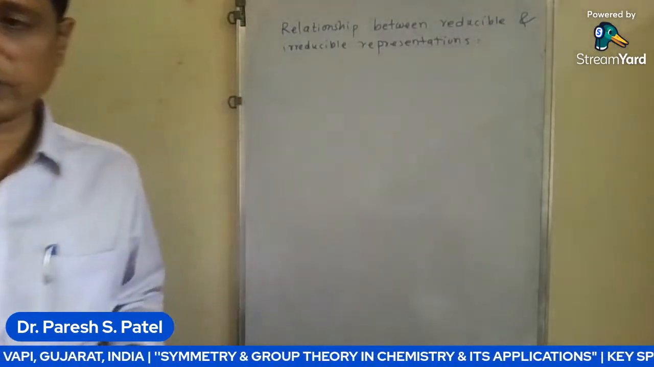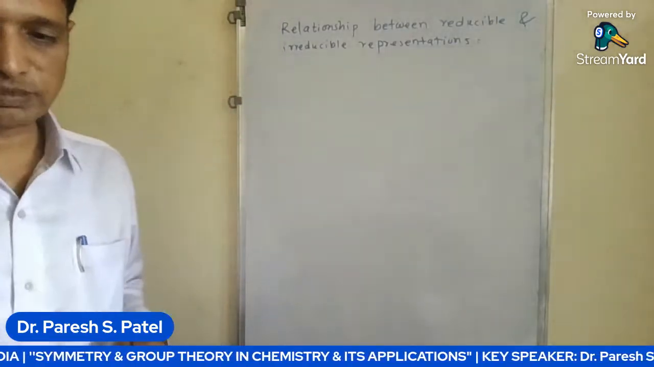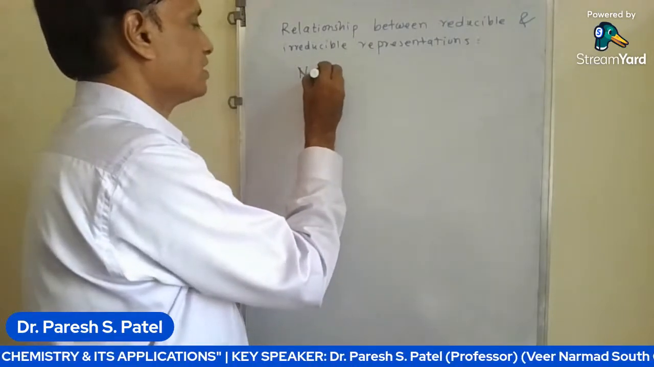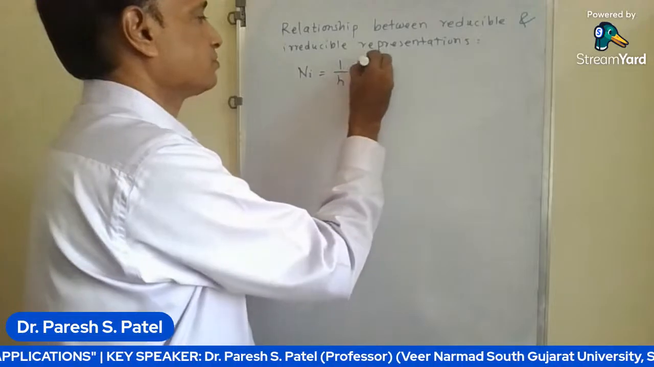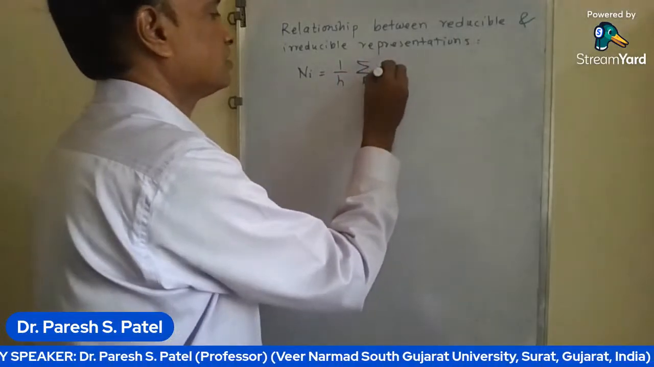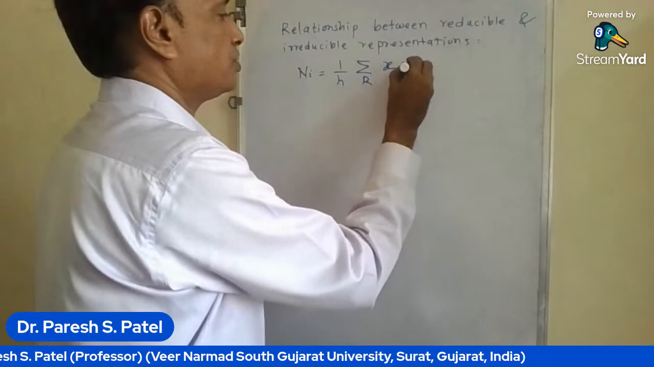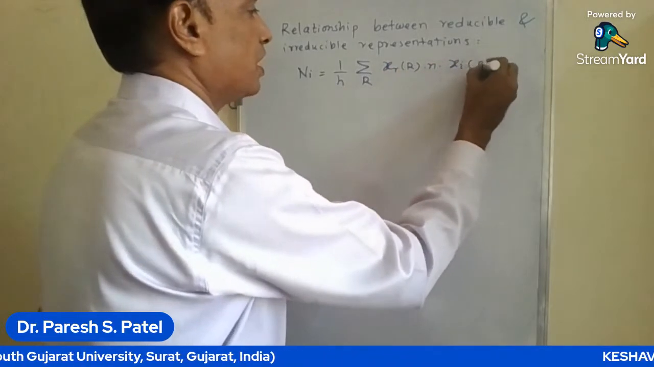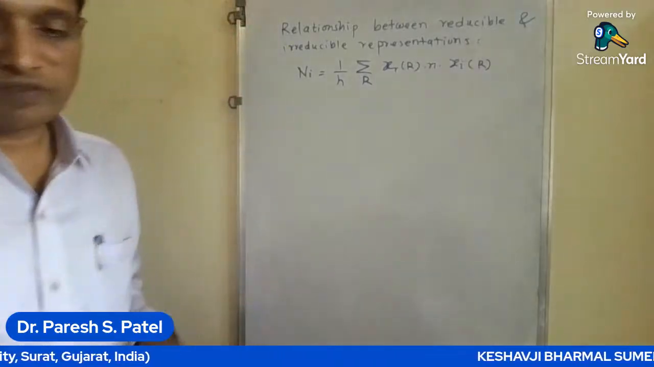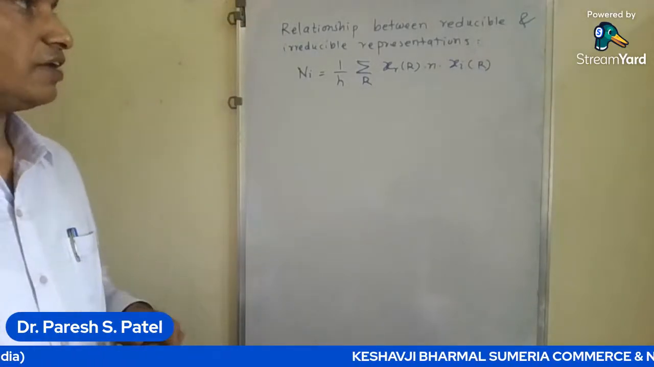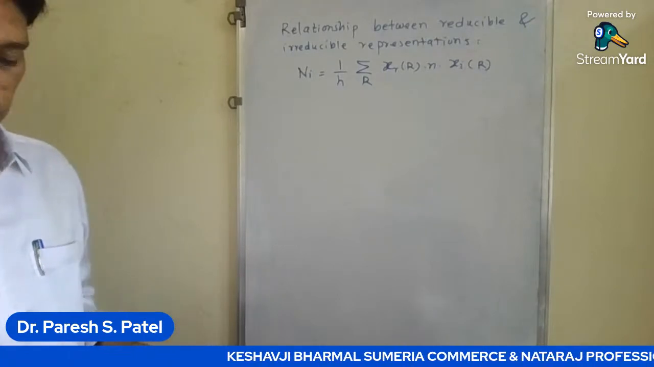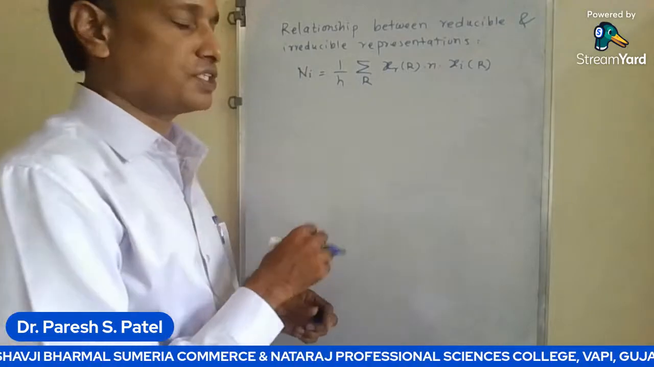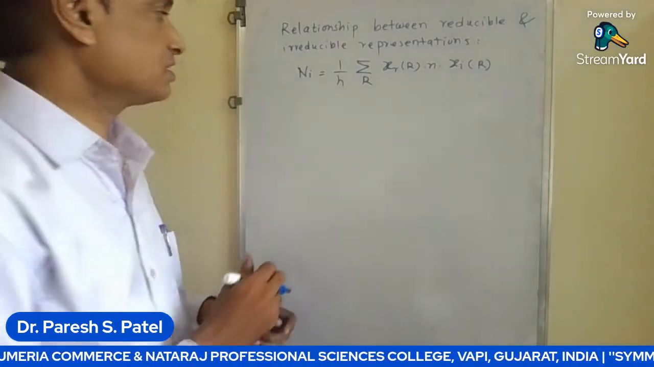Now, the relationship between reducible and irreducible representations. This is the equation: n_i is equal to 1 upon h, summation over R, character χ_R into n_R, character χ_i into R. With the help of this equation, we can reduce reducible representations into irreducible representations.